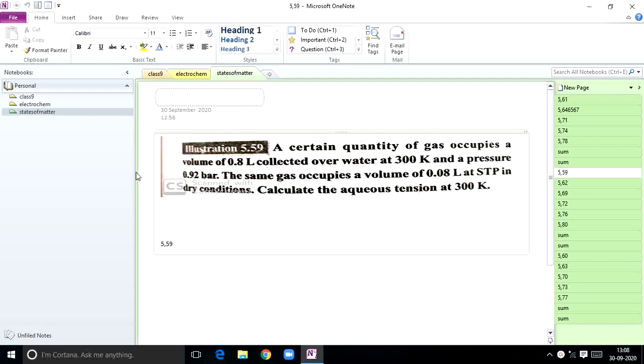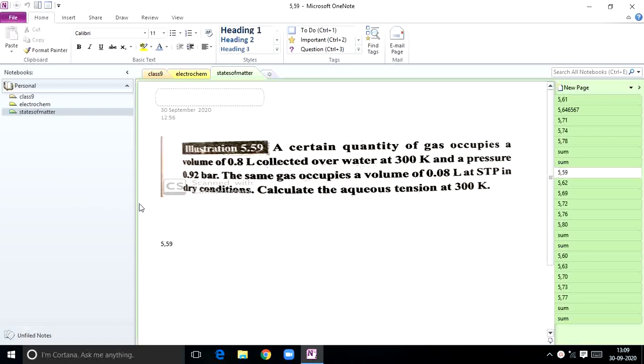So a certain quantity of gas occupies a volume of 0.8 liters collected over water. Gas is collected over water at 300 Kelvin and a pressure of 0.92 bar. The same gas occupies a volume of 0.08 liter at STP in dry conditions. Calculate the aqueous tension. You know what is meant by an aqueous tension? Do you remember, students? What is meant by an aqueous tension?